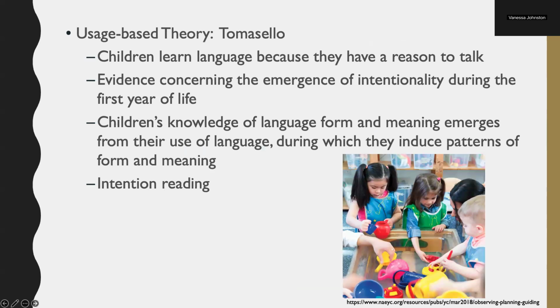The last theory contends that children learn language because they have a reason to talk. So this is the usage-based theory. This theory is based upon evidence on intentionality that emerges during the first year of life. A critical part is intention reading, in which a child has the ability to recognize the intentions and mental state of other people. As they use their awareness of social conventions to engage with other people, their general language abilities begin to emerge.